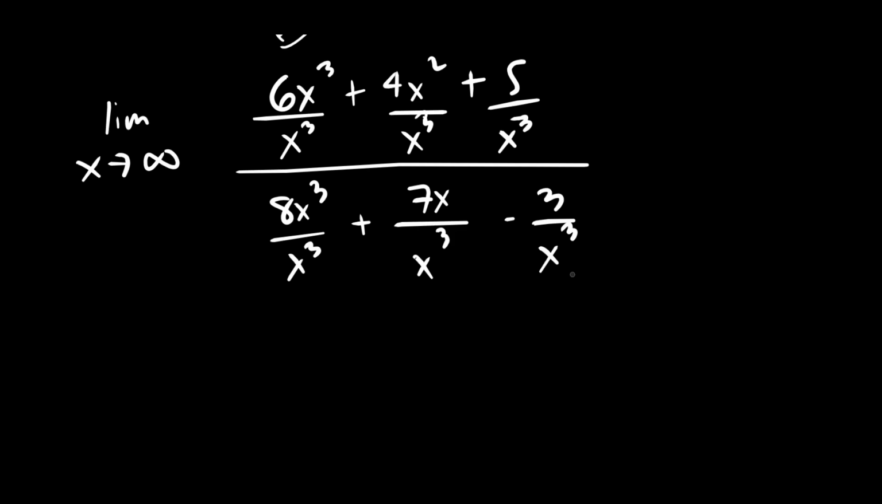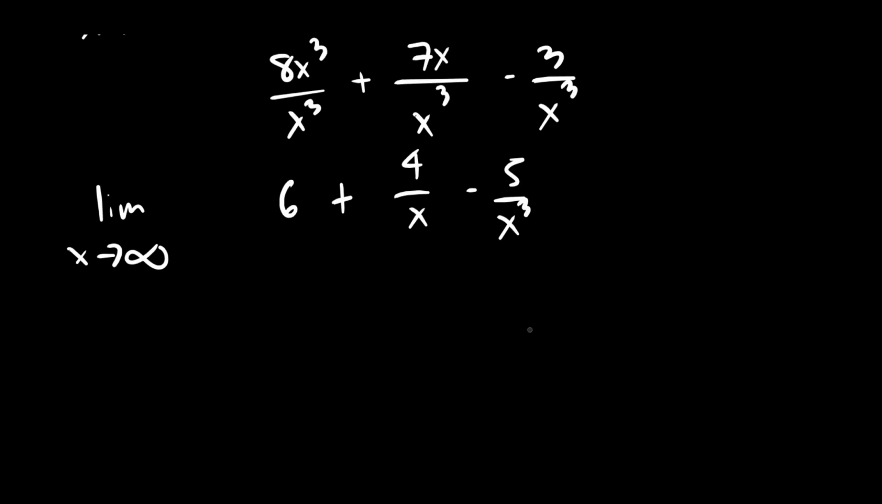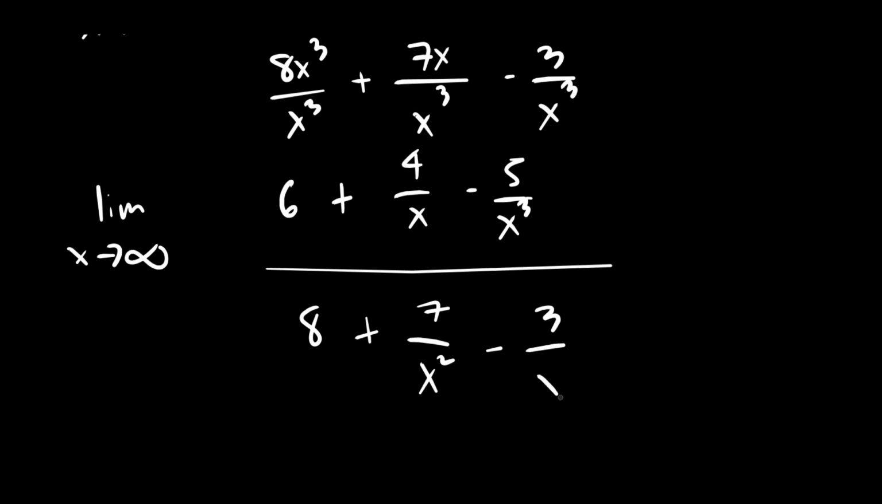So after this one, we will simplify. So limit as x approaches infinity, we'll cancel x cubed here, on both sides. So the remaining will be 6 plus, we'll cancel x squared, the remaining will be 4 over x minus 5 over x cubed. The same thing in the denominator. So we have 8 plus 7 over x squared minus 3 over x cubed.